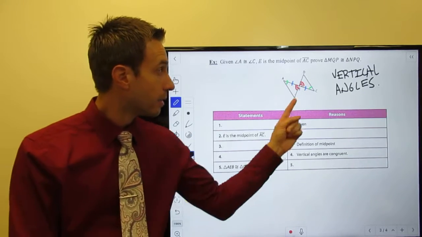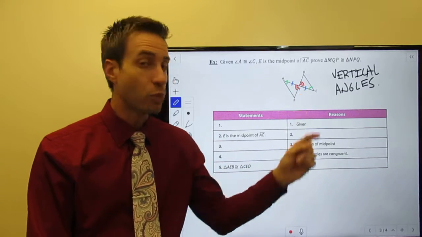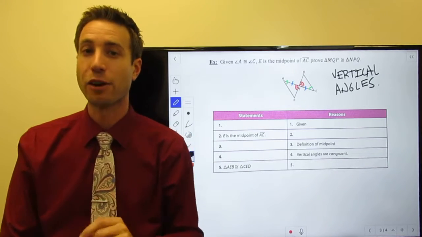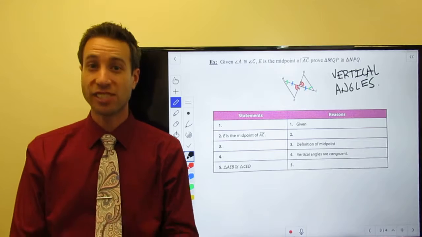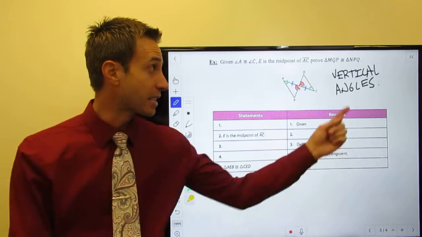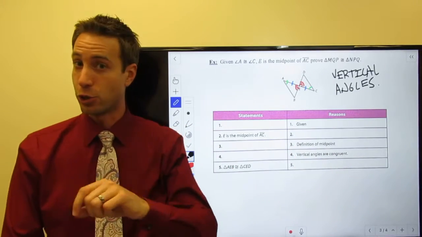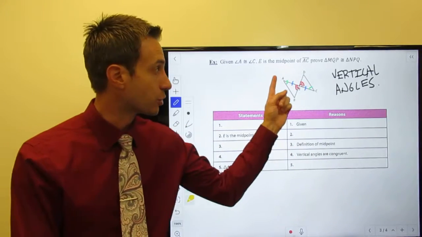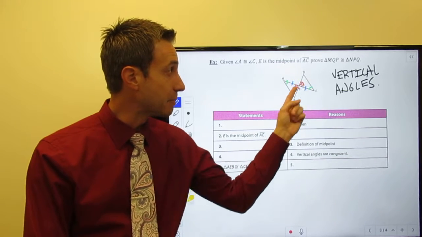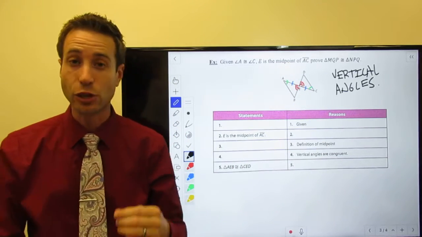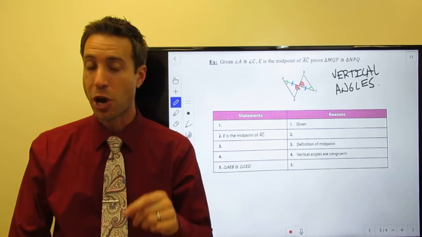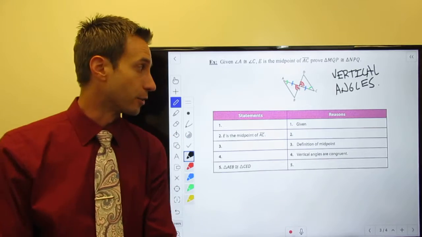Well, here they are. These are vertical angles, which means they must be congruent. Two angles that are formed by intersecting lines must be congruent angles, right? That's what the vertical angles theorem says. Two angles formed by intersecting lines, which is exactly what I have. Line AC and line DB. Those intersecting lines are going to form two pairs of vertical angles, both of which must be congruent.